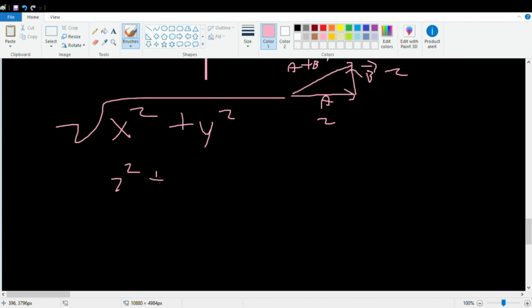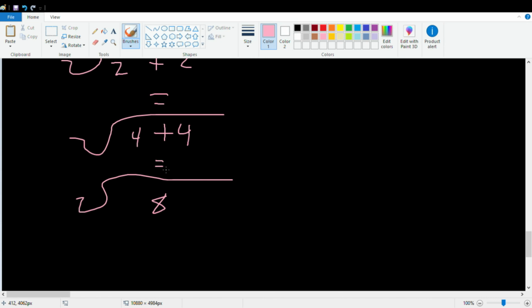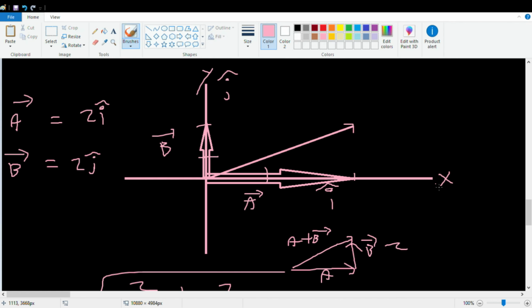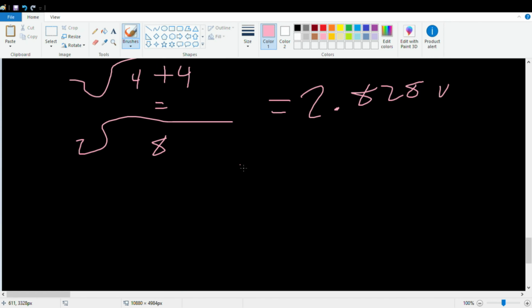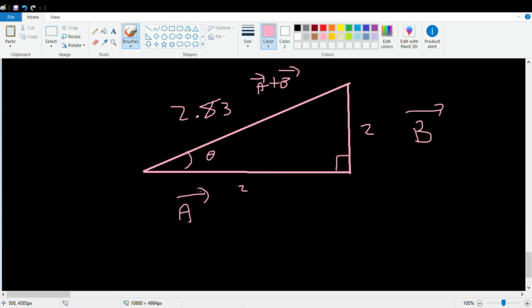2 squared plus 2 squared is equal to the square root of 4 plus 4, which is equal to the square root of 8, which is equal to approximately 2.828 units. That's the magnitude of it, not the direction. If we wanted to find the direction of a vector, it's also very simple.